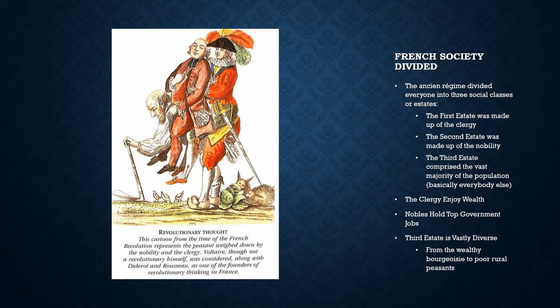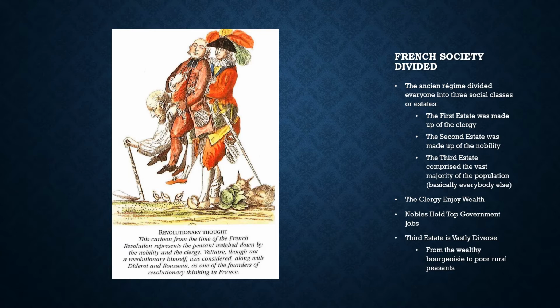Approximately 95% of the French population made up the third estate, and everyone else that was not clergy or nobility was in the third estate, except for the royalty, the monarch. The monarch was technically above these three estates.